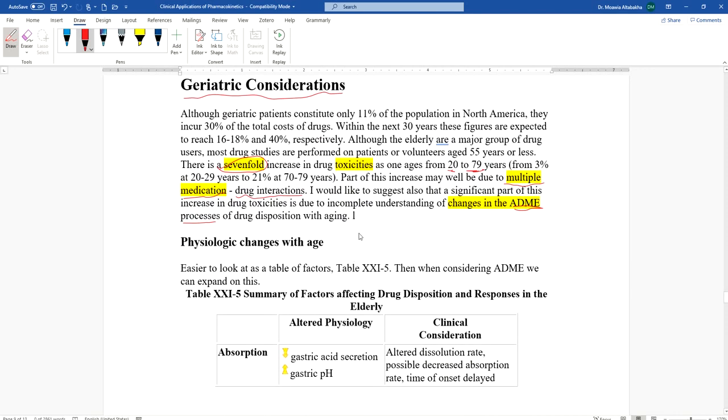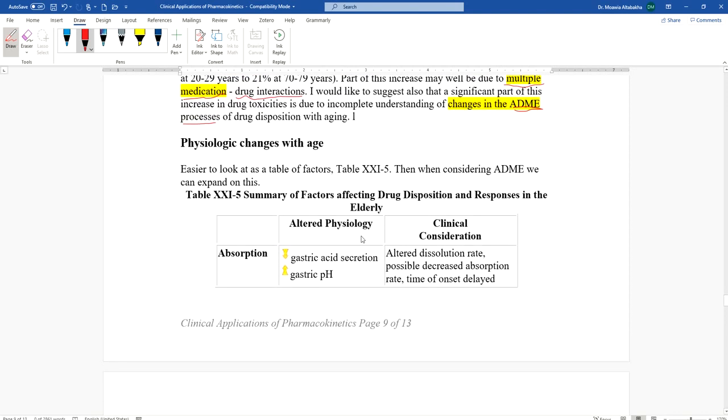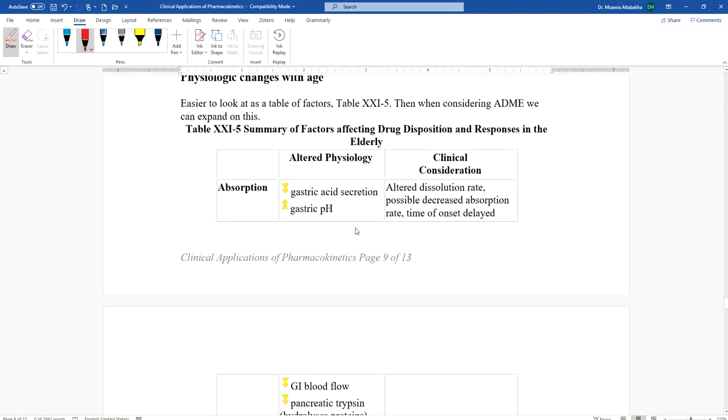إذن في هناك changes برضه في ADME processes, as we discussed. حتى في البيدياتريك قلنا في هناك changes. Here we also have changes. The table you see here summarizes very well what we want to talk about.